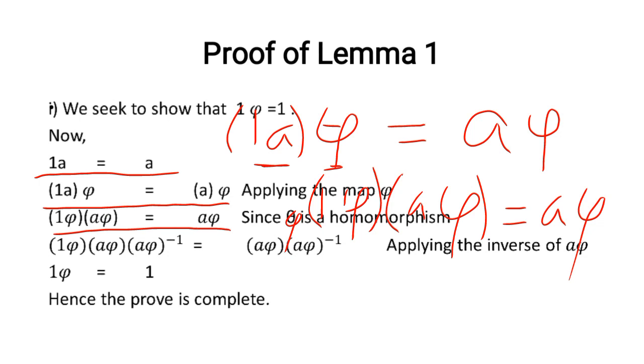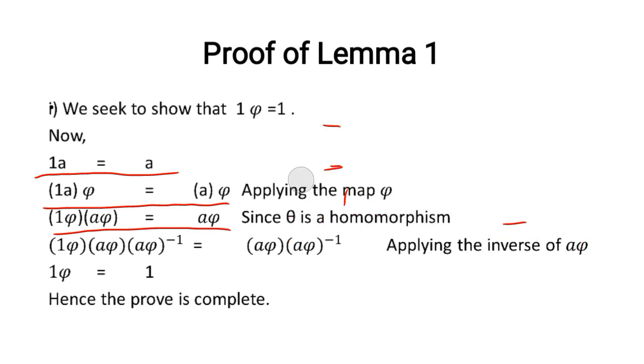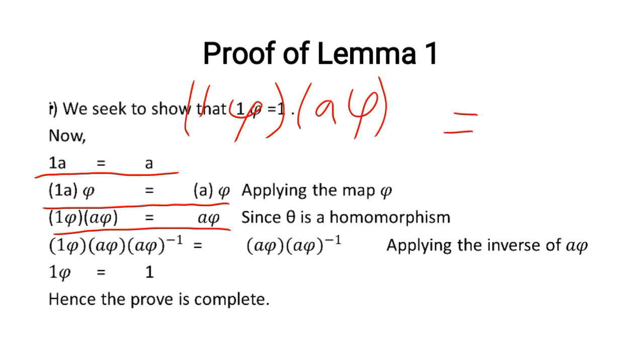Now, at this point, you're wondering how we got this next step. So let's see how we got it. I'll clean the screen and then we'll see. I'll continue from where I stopped. So we stopped at 1 phi multiplied by a phi, and this was possible because phi is a homomorphism. And then we have a phi on the side. Now, our question is to show that 1 phi, we can bring this back a little closer. This is a phi.